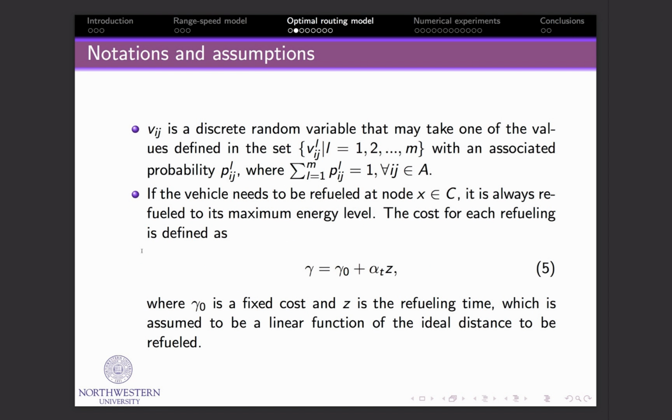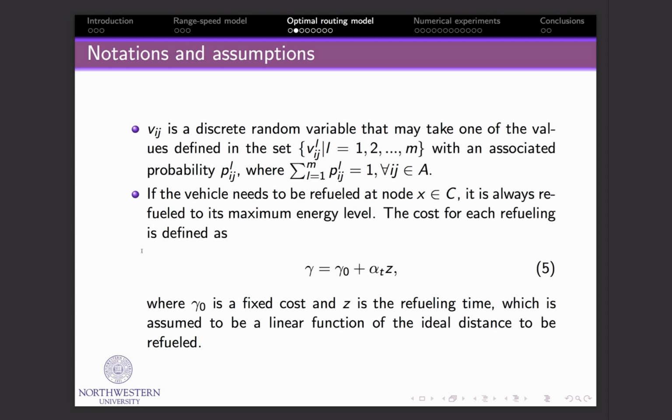And Vij is a discrete random variable for the traveling speed on each link. This random variable can take one of the discrete values defined in the set, and each value is associated with a probability. So the sum of the probabilities is equal to 1.